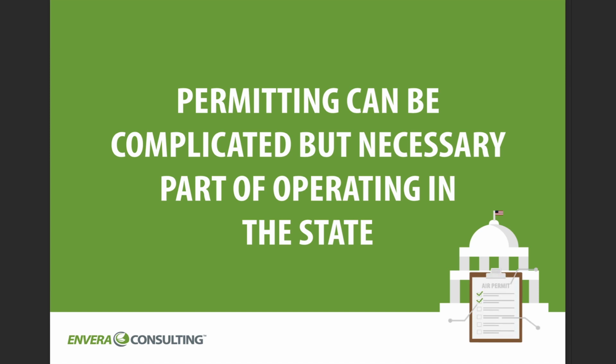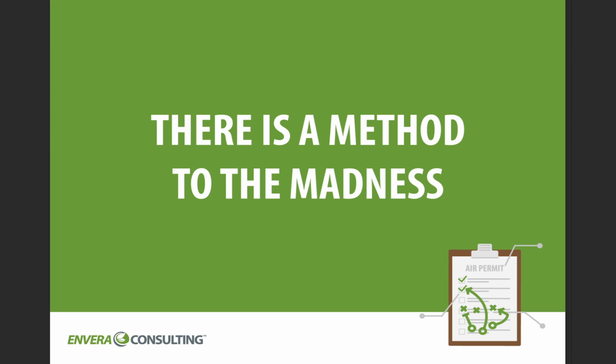Permitting can be complicated, but it's a necessary part of doing business within the state, and more specifically within the counties of Los Angeles, Orange County, parts of San Bernardino, mainly because that's where the AQMD operates, or the South Coast Air Quality Management District. Now, even though permits are complicated, there is a method to the madness, and we're going to share that with you throughout this entire seminar, and we've already touched upon a little bit about this method in the last module.